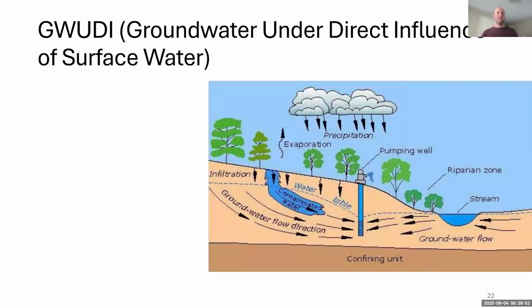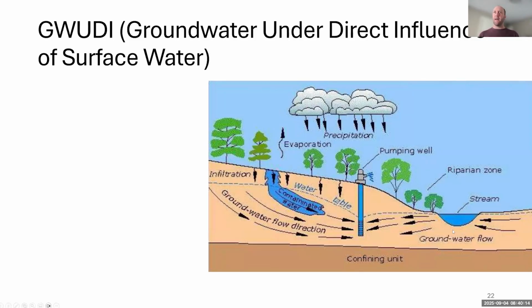Okay, so that's surface water. And the next thing I'm going to talk about just really quickly is groundwater under direct influence of surface water, or GWUDI. You'll see it pronounced and abbreviated in all different ways. And so this diagram right here, I think, illustrates this decently well.